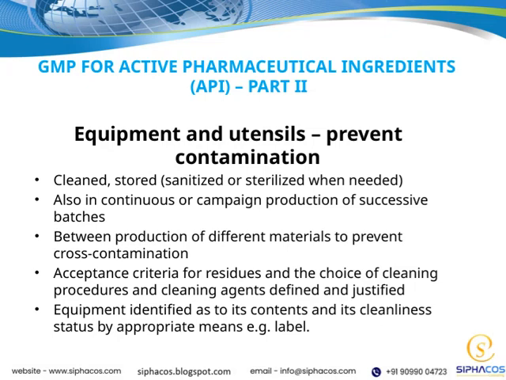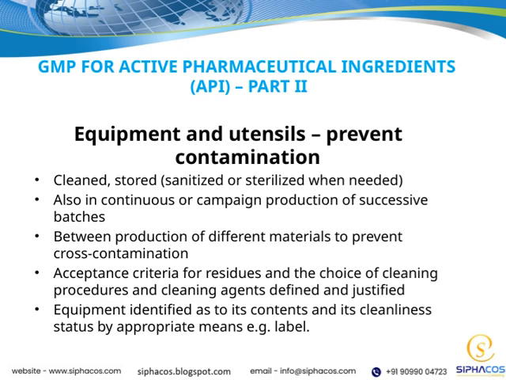Let's talk about equipment and utensils and how they play a crucial role in preventing contamination. It's essential that all equipment and utensils are properly cleaned and stored after each use. When necessary, they should be sanitized or sterilized to ensure they are free from any contaminants. This is particularly important during continuous or campaign production, where multiple batches are produced one after the other.